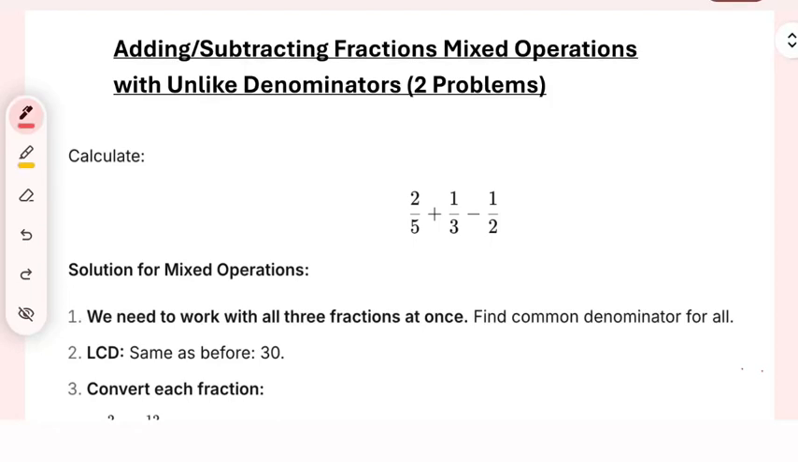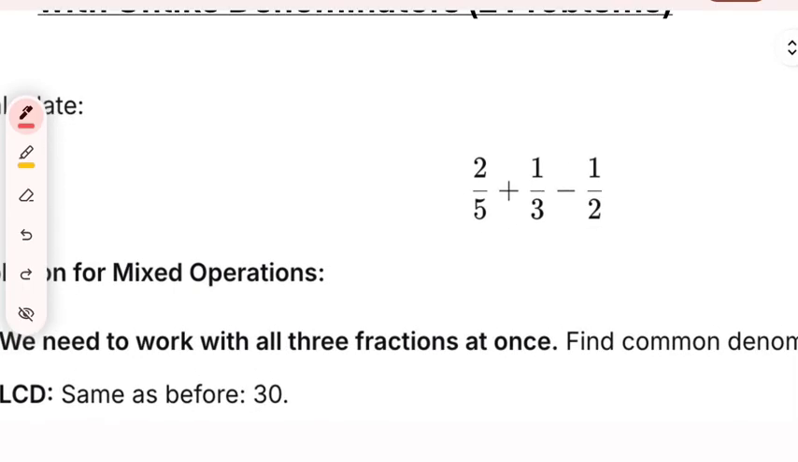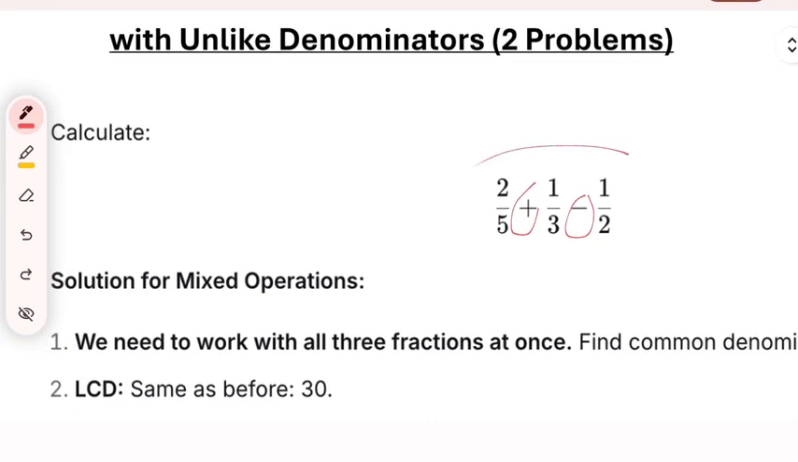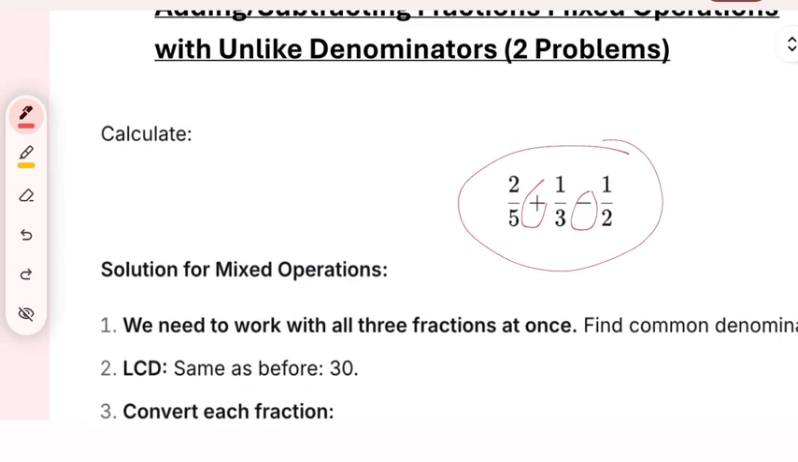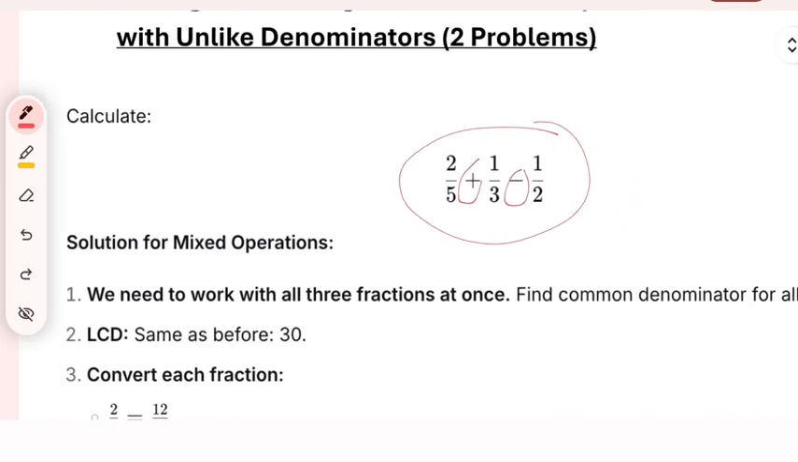Hello. So today we will learn how to add and subtract fractions with unlike denominators using mixed operations. When I say mixed operations, that means we will be adding and subtracting at the same time, like this one. So there's addition and there's also a subtraction in one operation. These are fractions with unlike denominators.